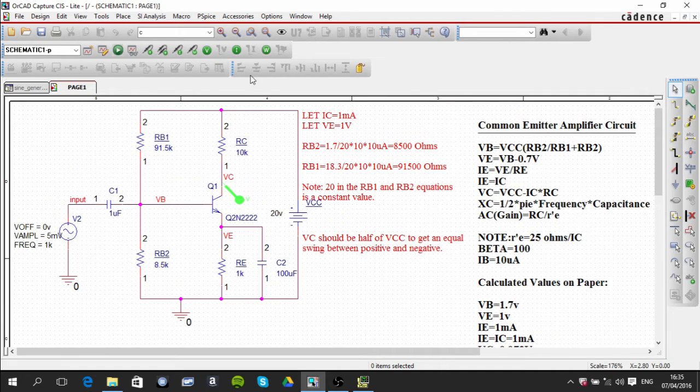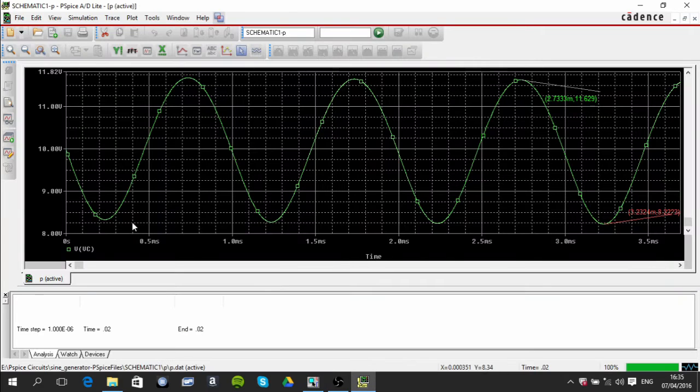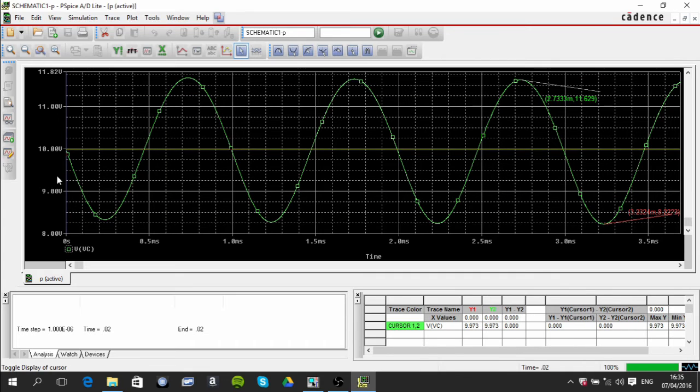If you multiply that 340.67 by our input voltage of 5 millivolts, you end up with 1.7 volts. What that means is that this should be around 10 volts, which it is, but it should go up by 1.7 volts and down by 1.7 volts. That works out to be 11.673 volts, which is near enough there, and the second one should be about 8.273 volts, which is near enough there.